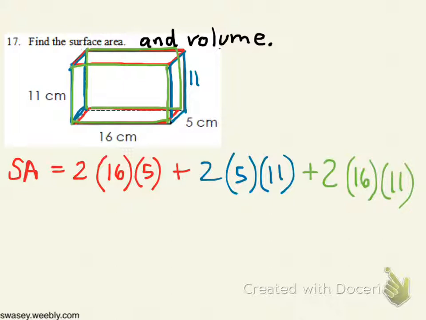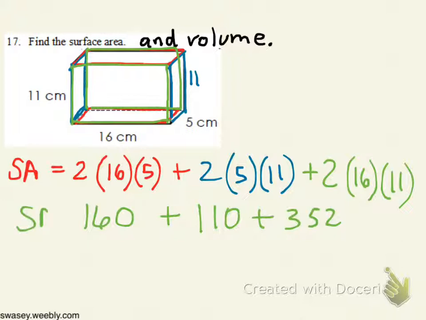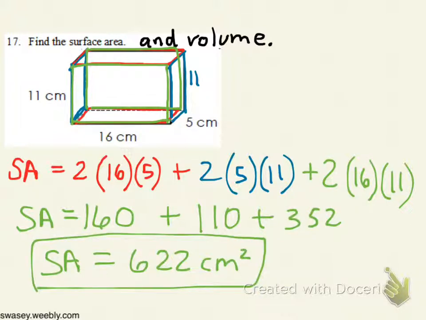So 16 times 5 is 80, double that, 160. 5 times 11 is 55, double that, and you get 110. And then 16 times 11 is 176, and then you double that, you get 352. And then add all of those together, and you get 622. Surface area, so units are squared, centimeters squared.